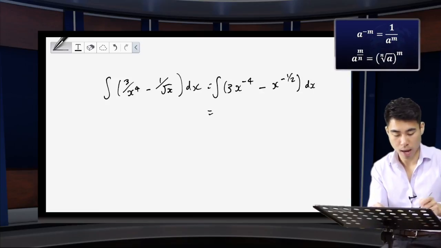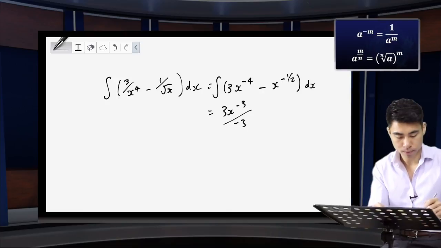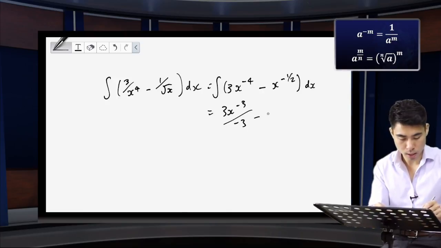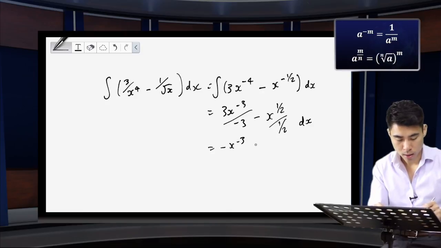Integrating this with respect to x, and then just applying our rules, we have 3x to the minus 3 all over minus 3, minus x, raise this one by 1, so that minus a half now becomes positive a half, dividing through by half. 3 cancels with this 3, so essentially I'm just left with a negative x to minus 3.